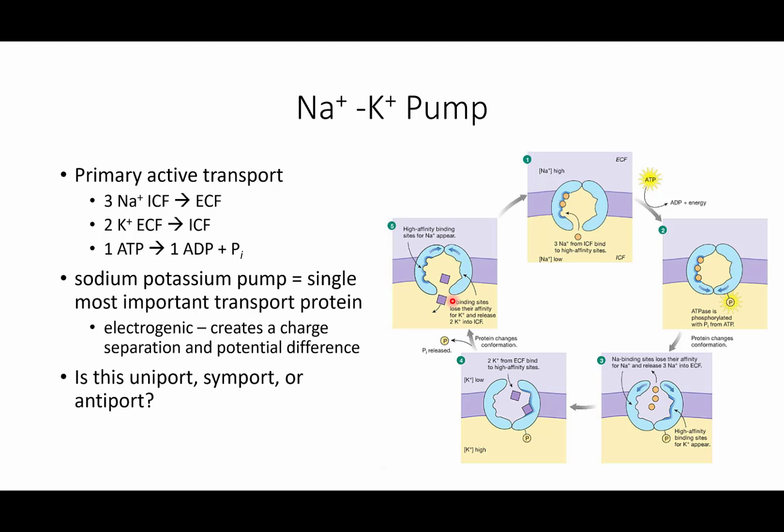So every time we use our sodium-potassium pump, we move 3 sodium out of the cell, 2 potassium into the cell, and we utilize 1 ATP.